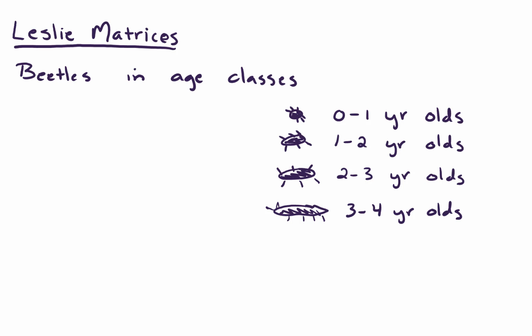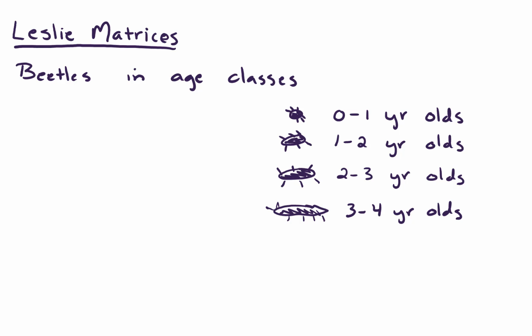Hello, in this video we're going to talk about Leslie matrices. To begin, we're going to talk about beetles that come in age classes. So we have very young beetles that are between 0 and 1 year of age, then beetles between 1 and 2 years of age, beetles between 2 and 3 years of age, and lastly our adults or very mature beetles between 3 and 4 years of age.